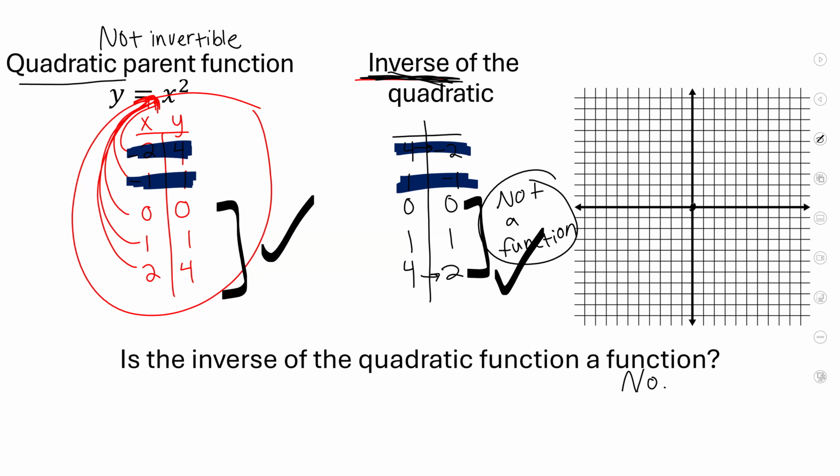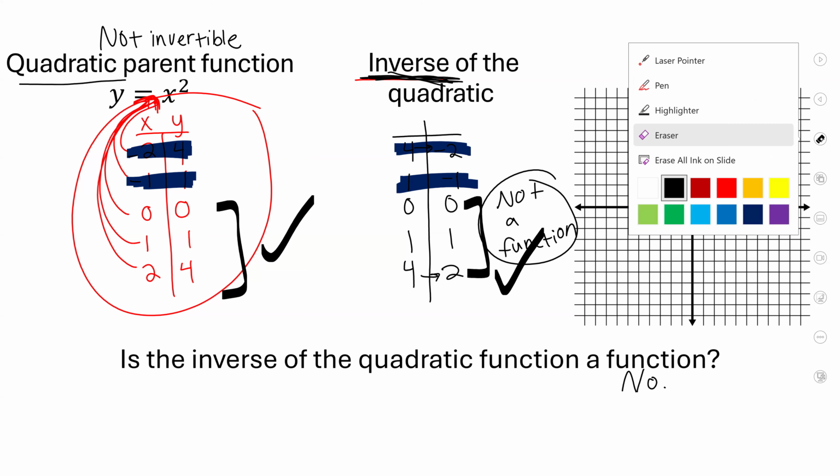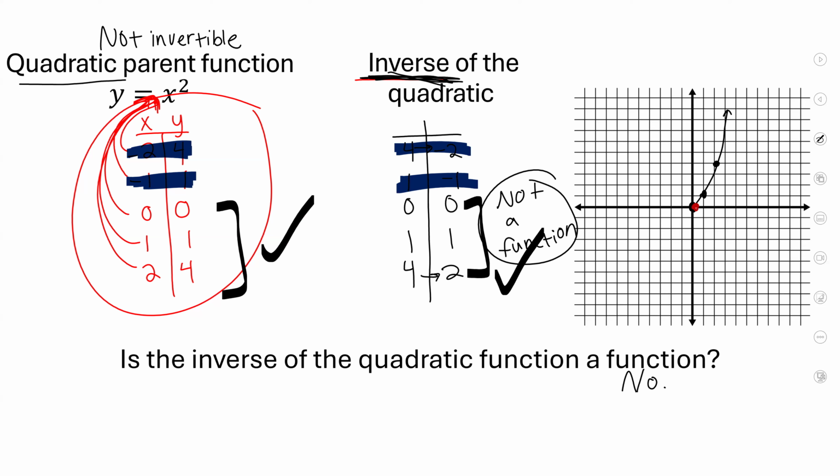So I got 0, 0, 1, 1, 2, 4. Uh-oh, that's right here. And the inverse is 0, 0, 1, 1, or 2. Now, those are inverses, and they reflect across the diagonal. You see how it's a mirror image? Perfect. So, guys, what we're going to learn today is whenever you want to take the inverse of a quadratic, you can't do the whole thing. Because if you do the whole thing, this won't be a function. So we're going to get rid of half of it. Does that make sense? All right, let's move on.